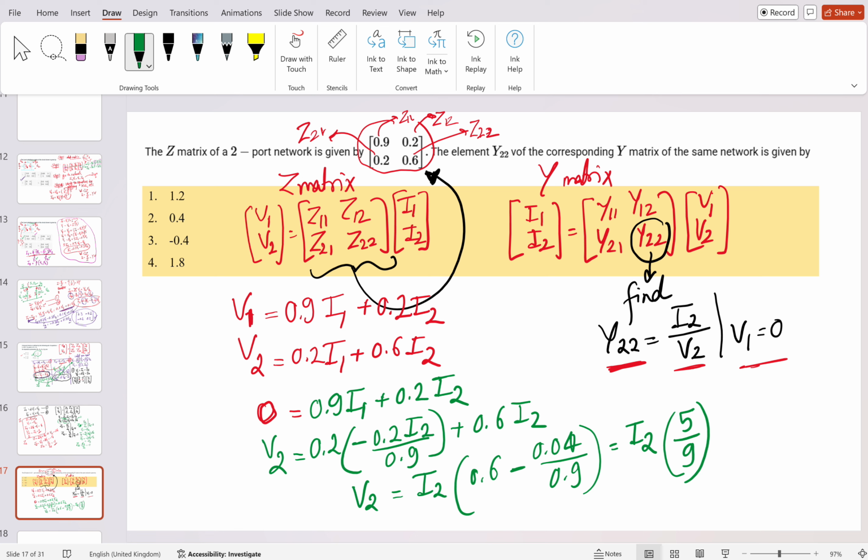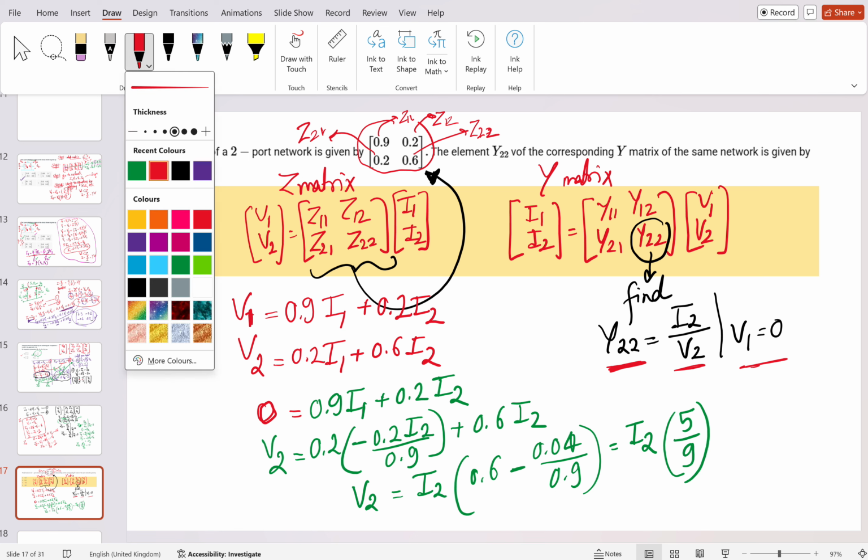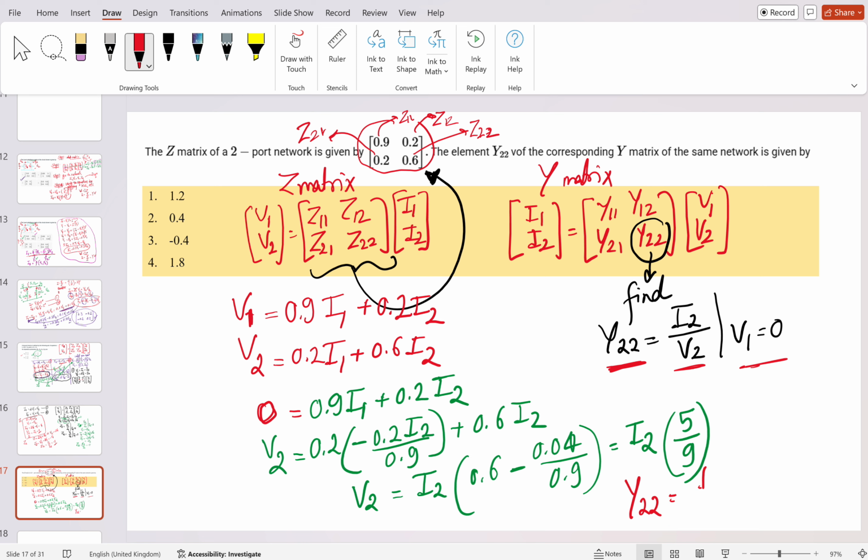So what we need is Y22, which is equal to I2 by V2. So I2 by V2 you will get 9 by 5, which is equal to 1.8. Getting my point? What you have to do is, if one element is needed, try to use this method. If two equations are already given, you keep something zero so that you can get the one element of that particular matrix. So here option 4 is correct.